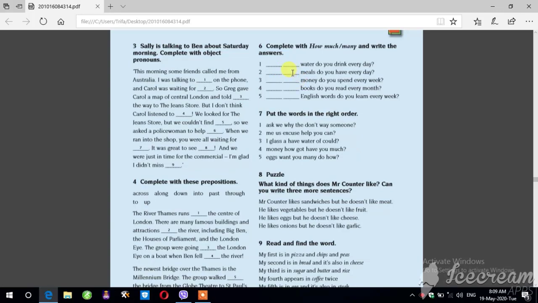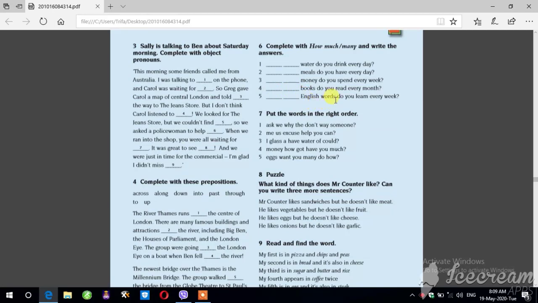How many? Money. Money, we said, is uncountable. How much money? Books. Books is countable. There is an S at the end of the word. How many books?